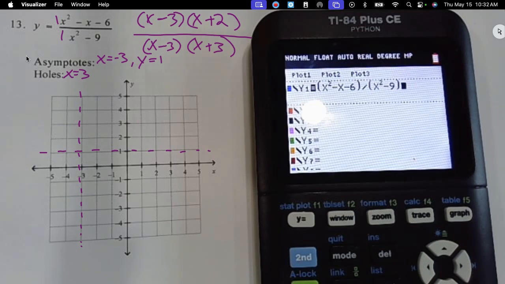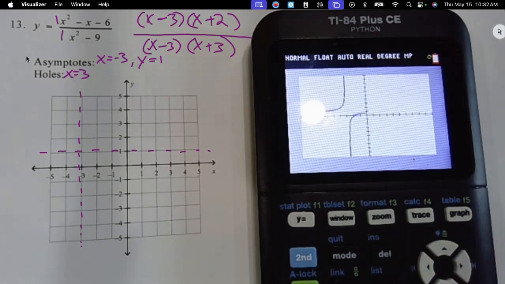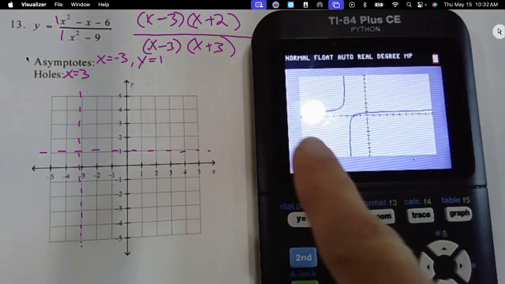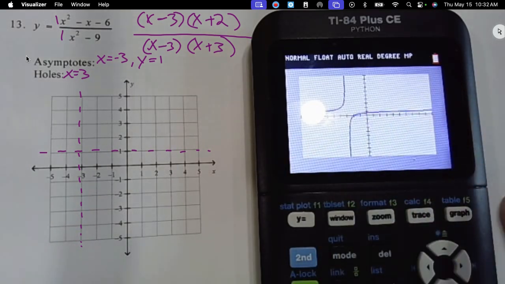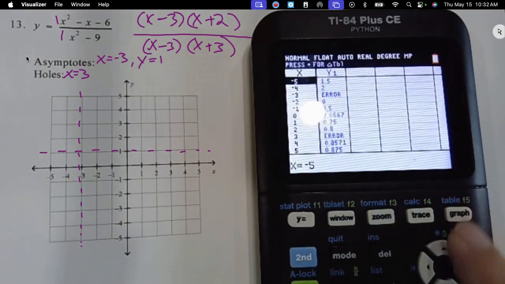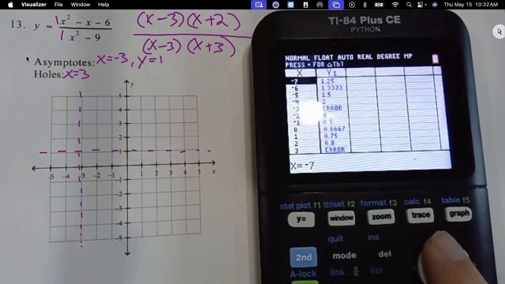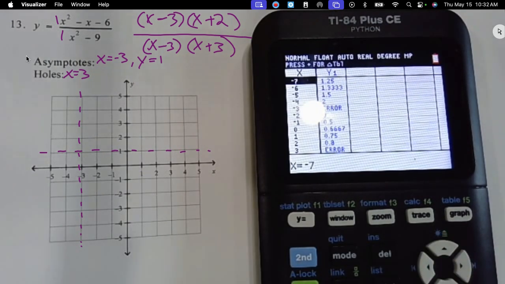It is so dusty. Okay, so now if I graph, here they are. You can look at it and tell that there's a vertical and a horizontal asymptote. Okay, so let's look at our points. I would write a few points. Let's do like -7, 1.25; -5, 1.5; -4, 2.